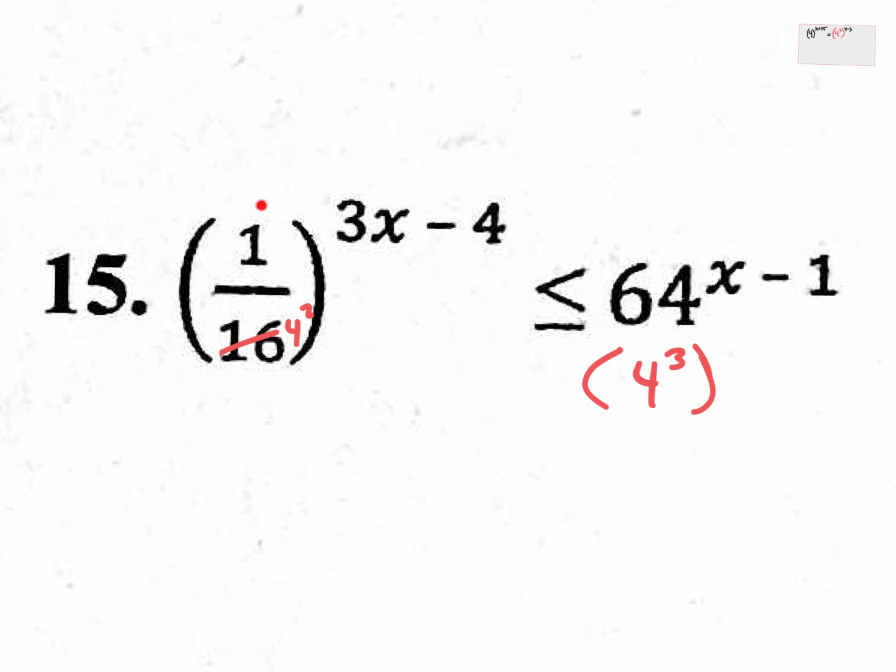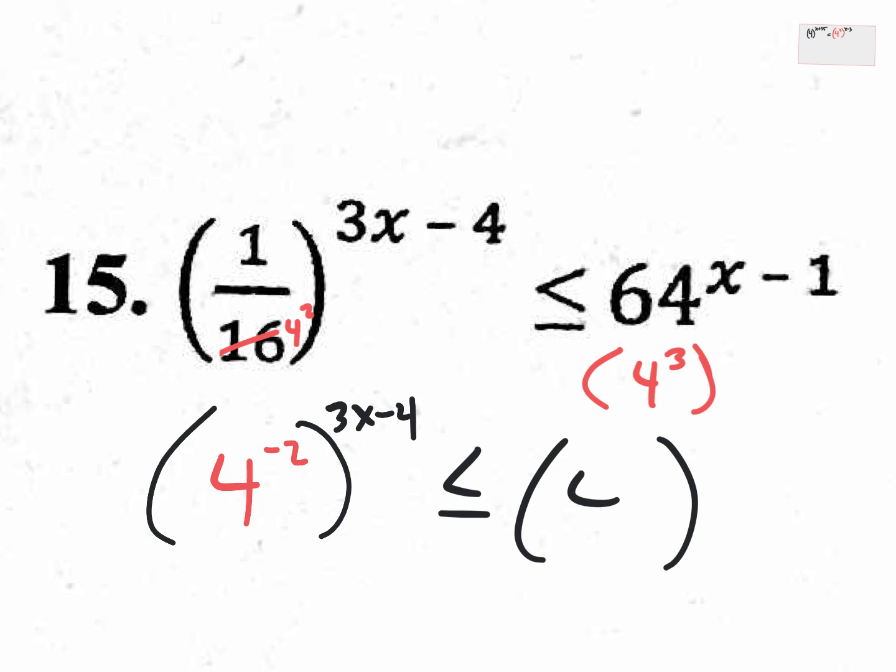Now, of course, I don't want a fraction as a base. I want the 4 to be the base. So I'm going to move this up, and it's going to be what inside the parentheses? 4 to the negative 2 power. Okay, and it's still to the 3x minus 4 power. And you know what? Let me change this guy. I want to rewrite it as 4 to the 3rd to the x minus 1 power.